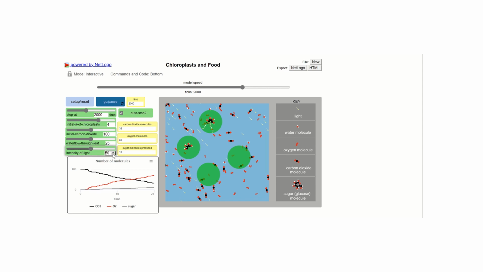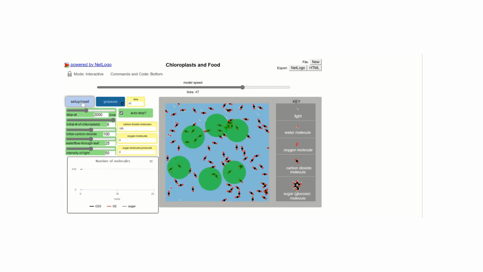Now, last but not least, let's try increasing the number of chloroplasts. We started with 4. Let's take it up. Let's try 6. That's the maximum that it'll go. Everything else is the same. We're increasing our number of chloroplasts now. Here we go.